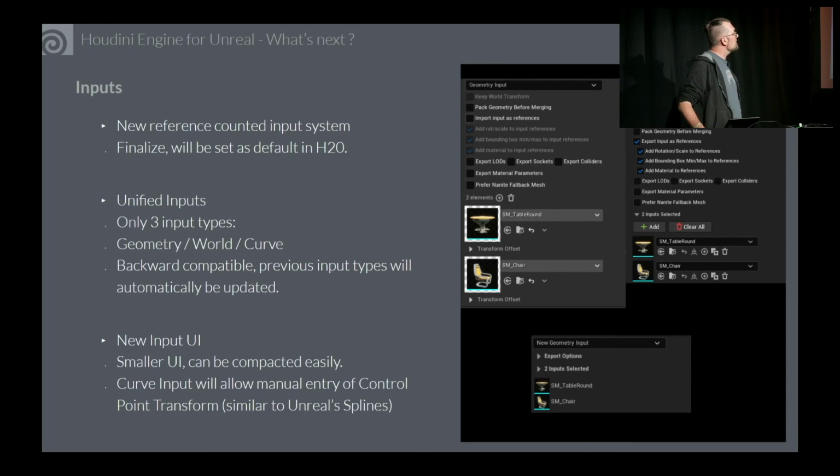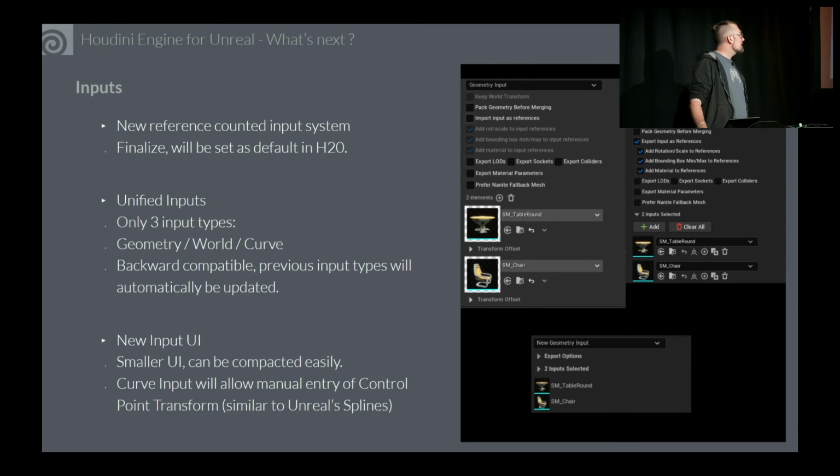So what we've decided to do is we're going to solidify these, and we're only going to keep 2 input types, which is the geometry for everything that's coming from the content browser, world, everything that's coming from the world, and curve, which currently we still need to keep separated. It's going to be backward compatible, so that the only thing that's going to change for you if you're using the plugin and you update to H20 and you have those new inputs, you have less choice, but we're automatically going to convert previous input type to the new ones, and you're not going to lose any option. We're just going to merge these inputs together.